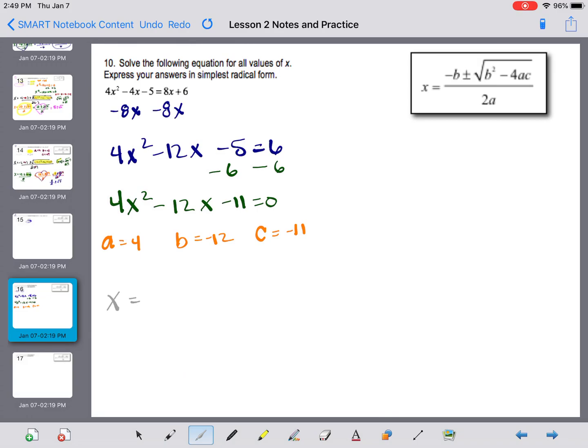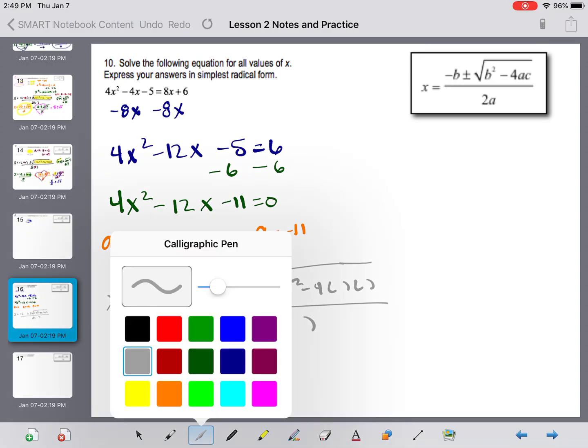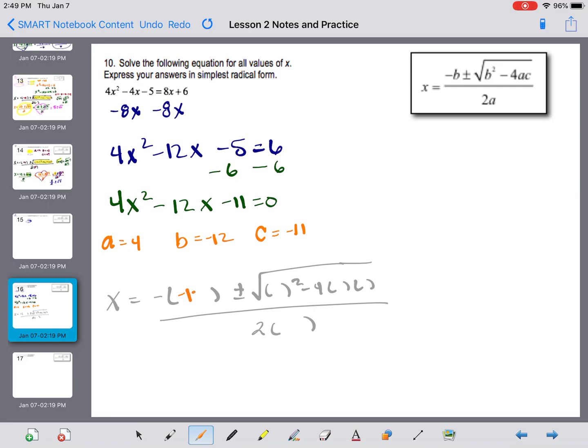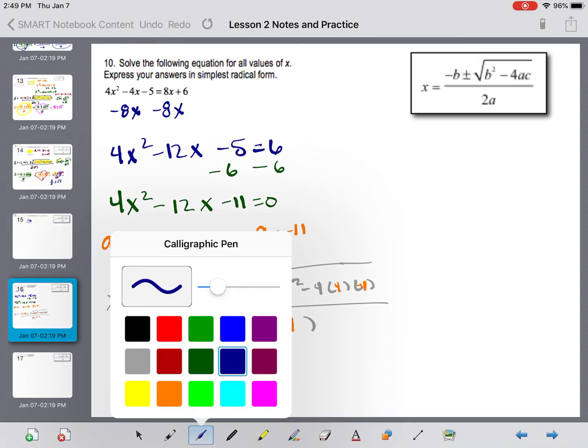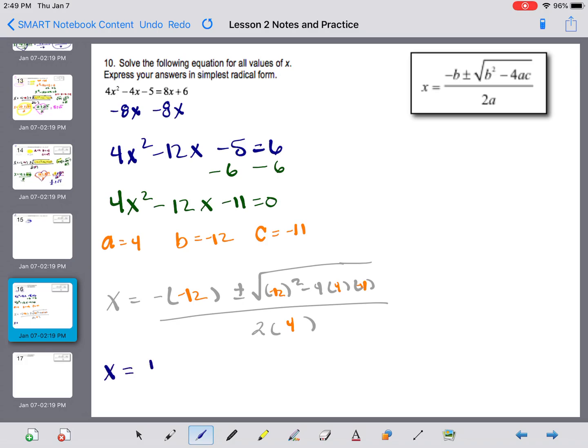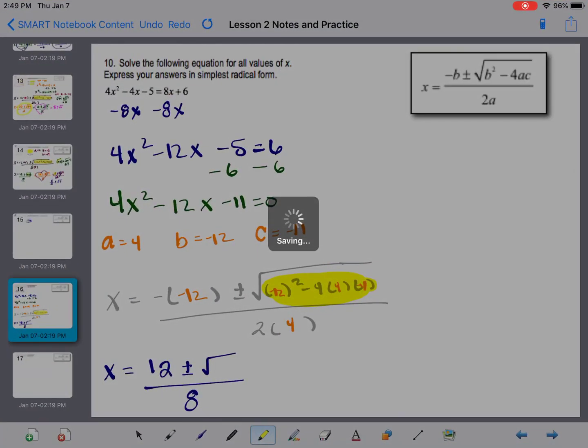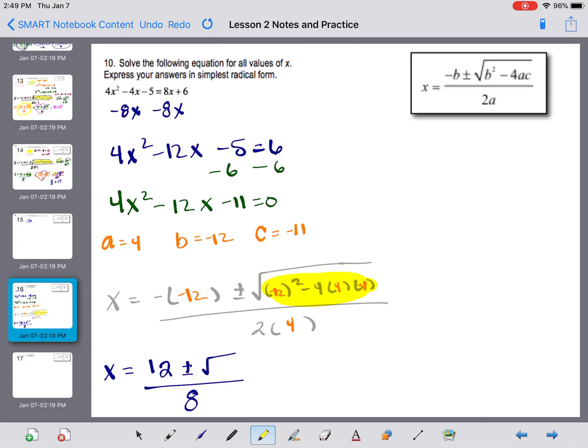We'll plug it in. x is equal to negative b plus or minus the square root, and fill it in. B, B, A, C, and A. Double negative turns positive. And then the bottom, 2 times 4 is 8. Plug that in your calculator. Negative 12 squared minus 4 times 4 times negative 11.